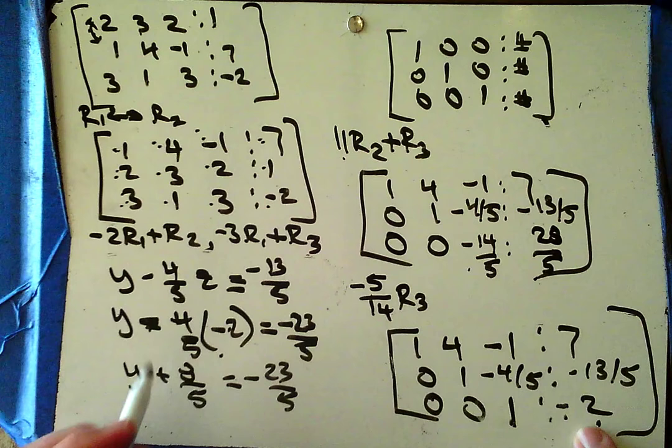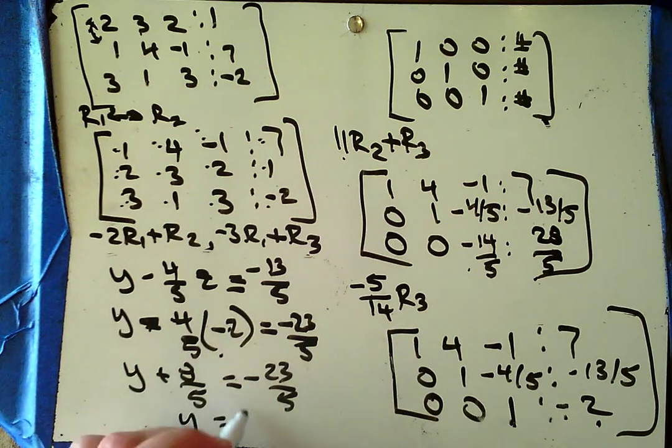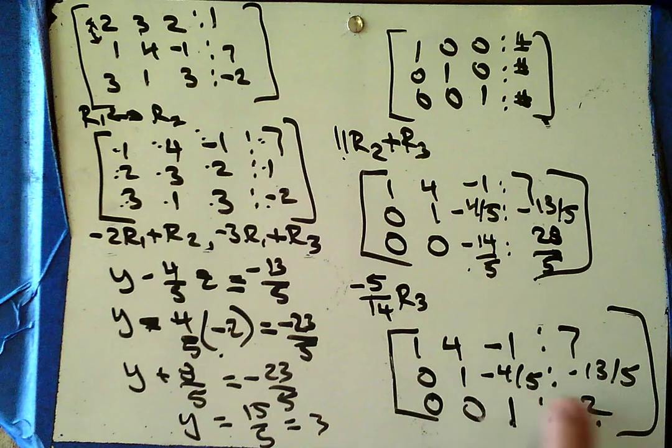Oh, because I can't subtract. So y equals 15 fifths, or 3. No, y doesn't equal 3. Y equals 1. So I've made a mistake somewhere, and I'm very sad. Why does that say 23 when it should say 13?